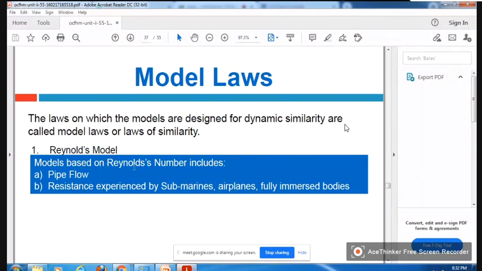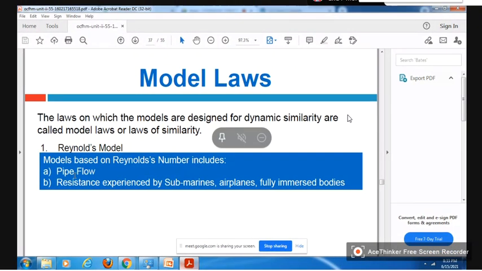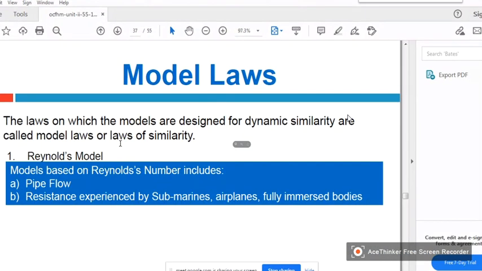So if you want to construct, say, a huge pipe of 2-3 meters diameter, and you are pumping gas or petrol from, say, the Godavari basin to Gujarat, like the Reliance pipeline, and you want to study it in the laboratory, we use the Reynolds number.